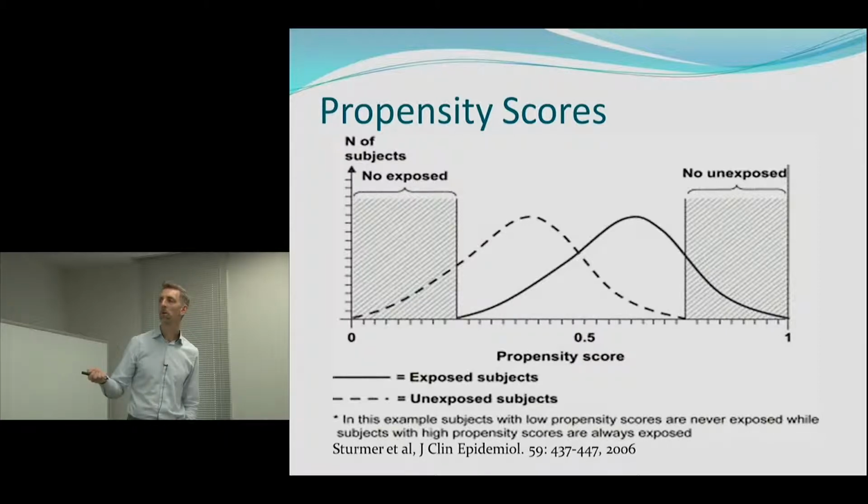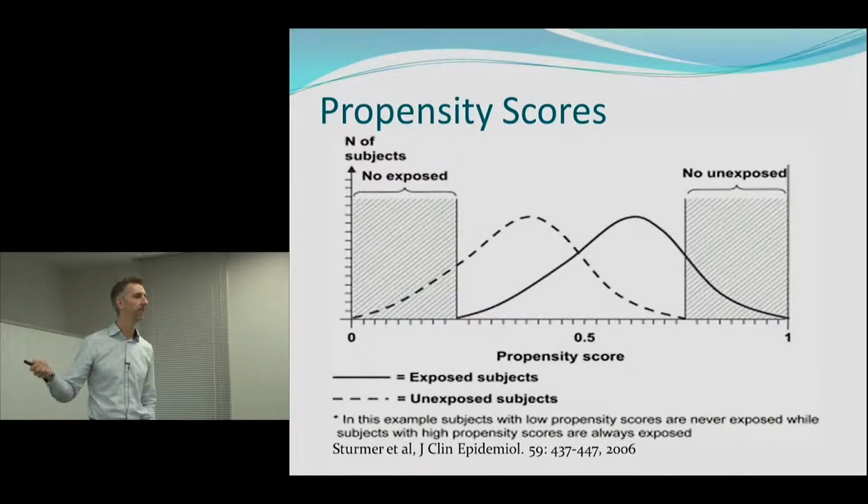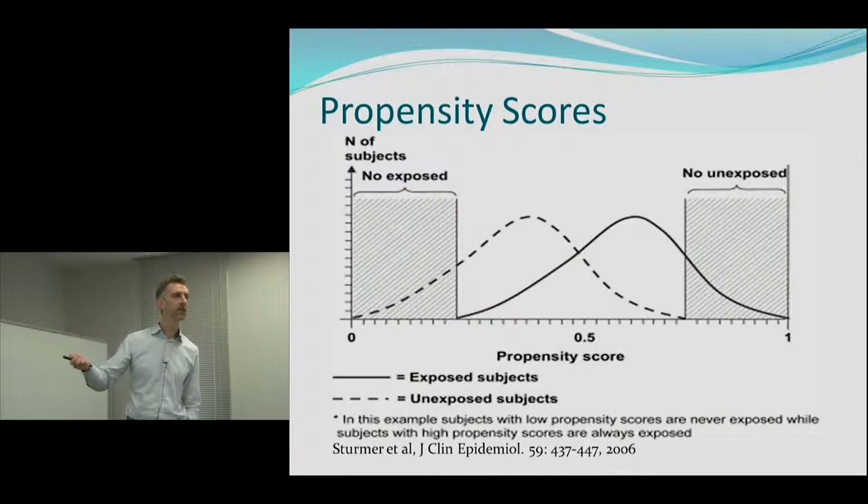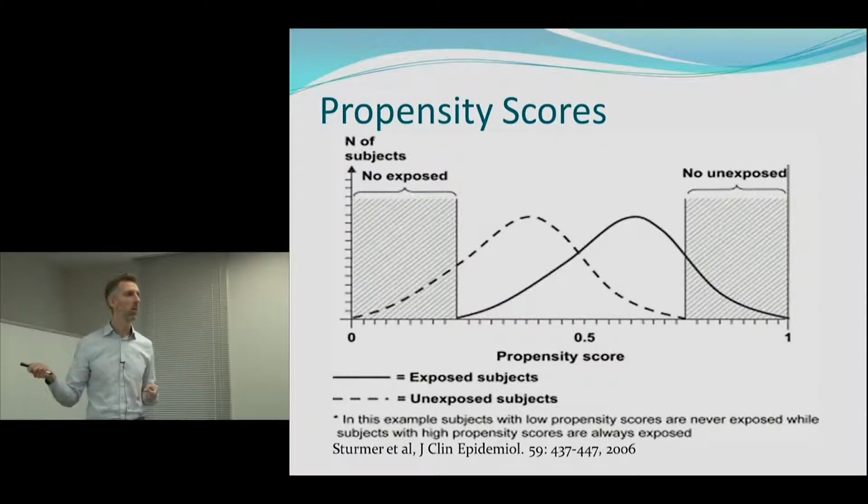So here the broken line shows you the distribution of scores for an unexposed group. So it's tending to be towards the 0. And here we've got the distribution for the exposed patients, and it tends to be closer to 1. But what you can see is that there are no exposed subjects in this group here. So at the lower end of the score, everybody is untreated. Yeah? This, if you like, is a way of finding our yoga retreat women.